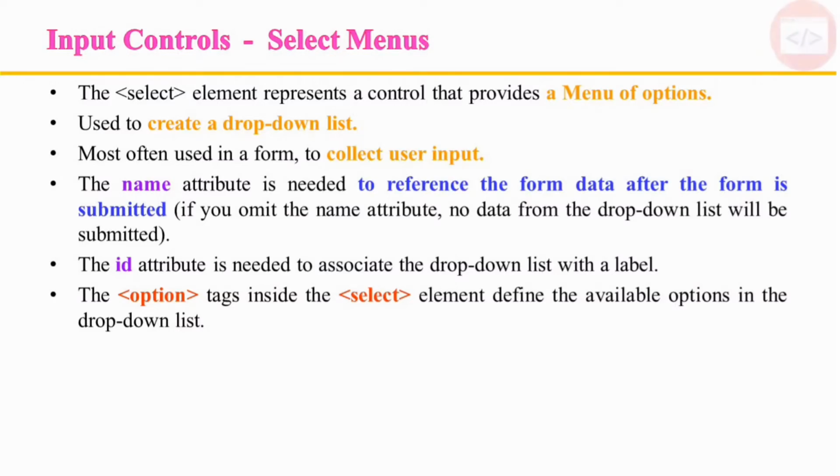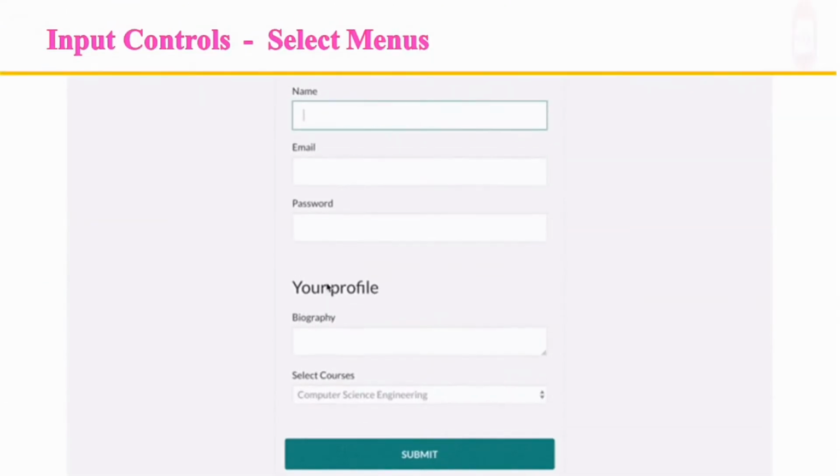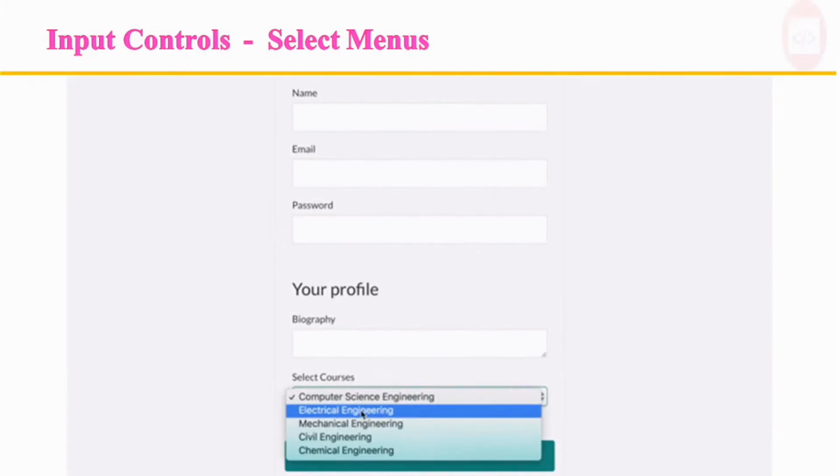The select element won't do anything by itself. This form element actually needs additional elements inside of it, exactly like UL elements need LI elements, that is, unordered list elements need list elements. The elements we put inside of the select element are called option elements. This is an example of a select menu.